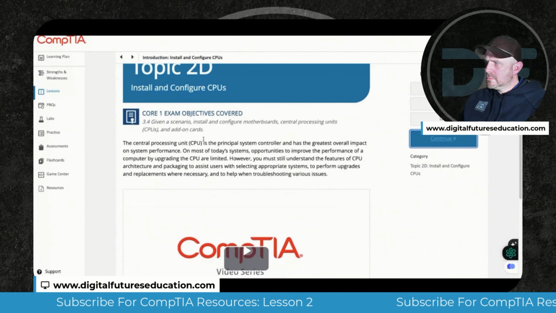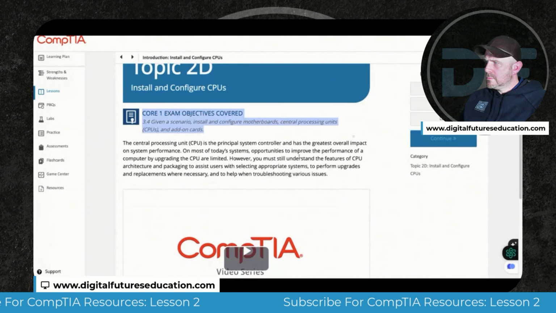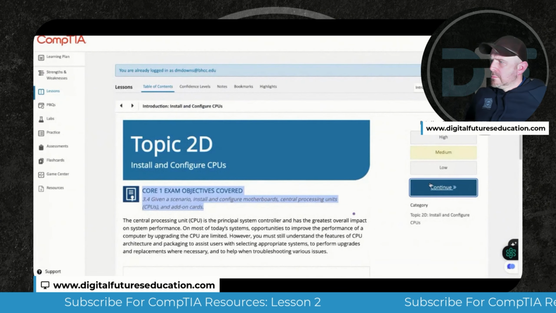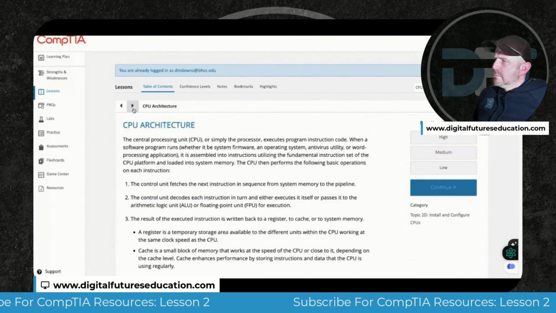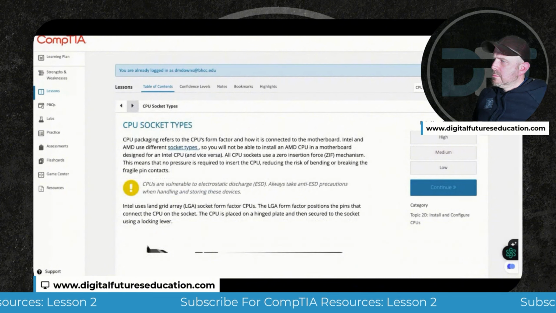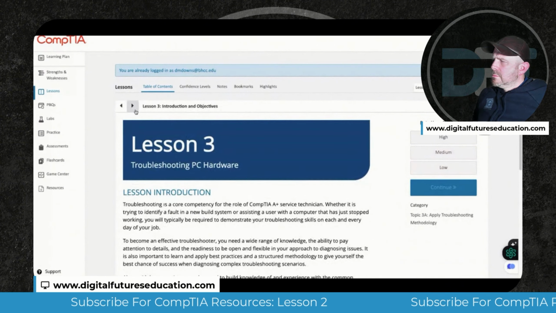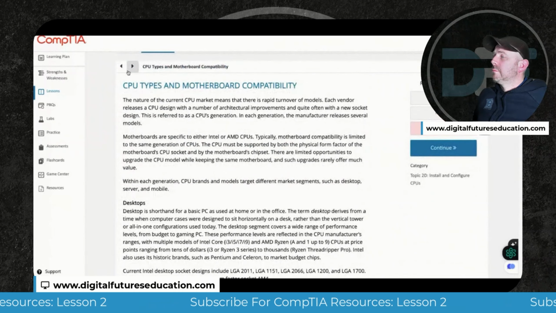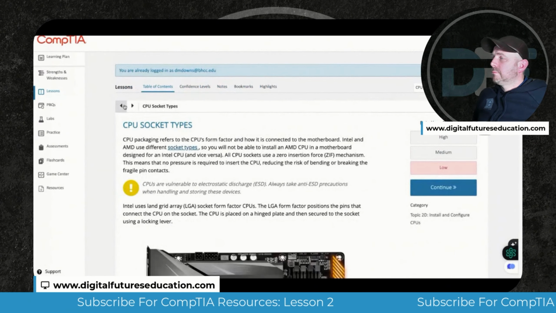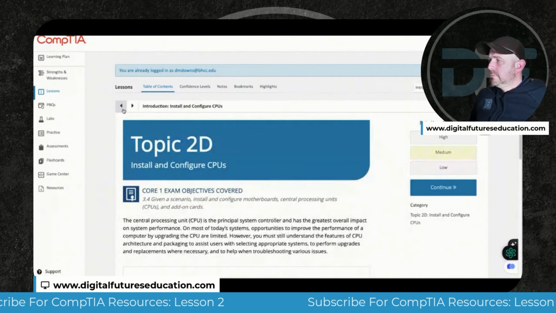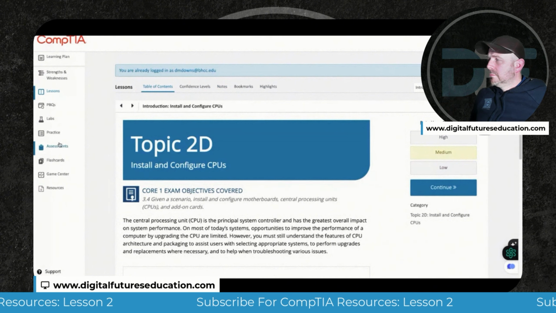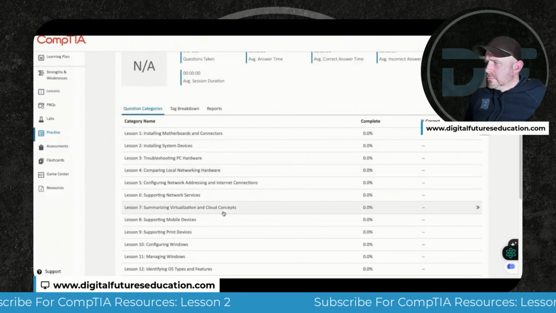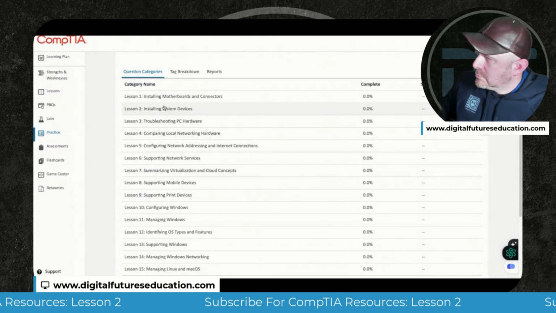So this is 2D. This is configure motherboards and CPUs and add-on cards. All right. I'm going to say medium. But we need to skip ahead because we're going to do the questions because I want you to see the questions. So we end CPUs and motherboards. This is what's left, that 2D. So I'll go back and do 2D. So we're going to go to assessments. Well, we're going to practice, and we're going to do installing system devices.